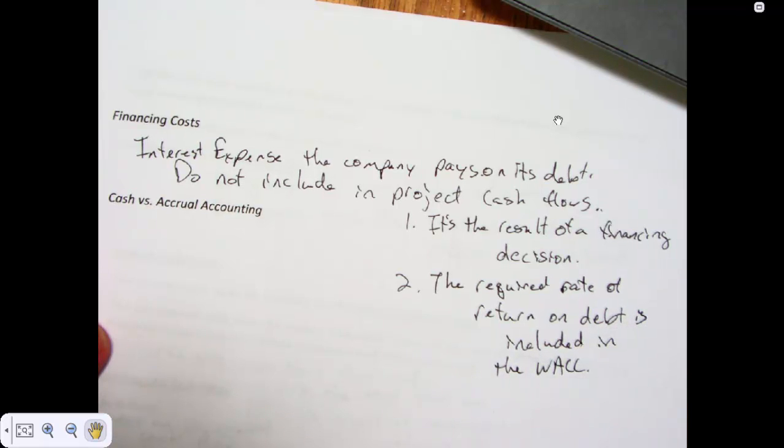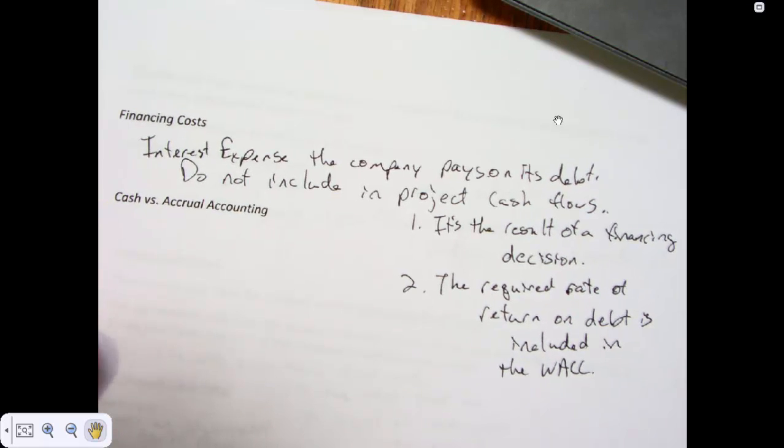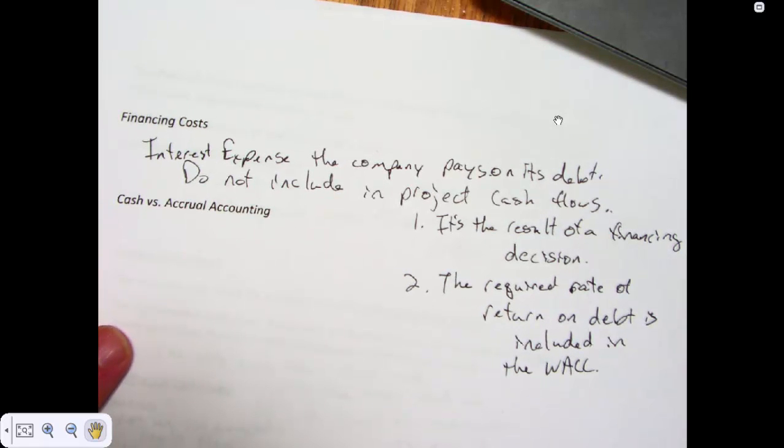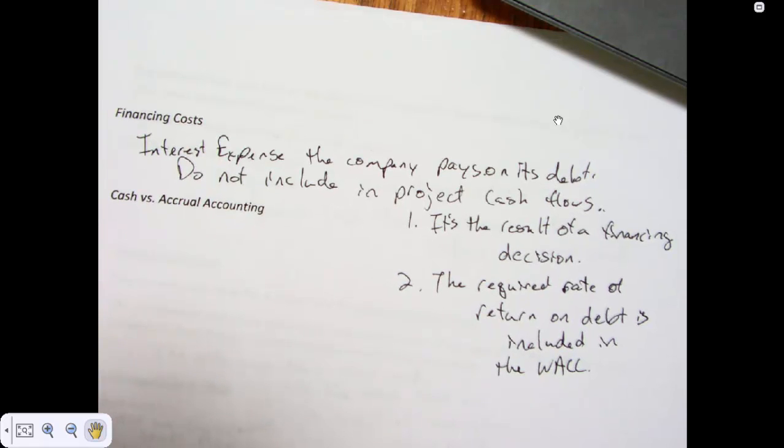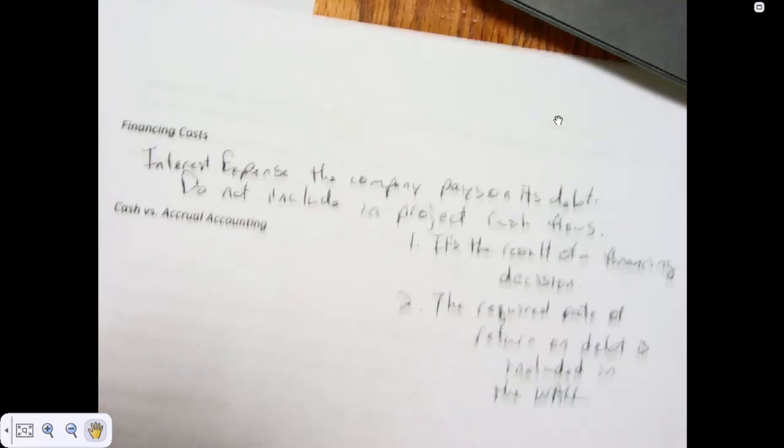It's one of those costs. We have the cost of debt, we have the cost of equity, we can also have a cost of preferred equity. So it's already included, it's part of the discount rate. So if we took it out and then used it as part of the discount rate, we're kind of double counting it against the project. So we don't want to do that. Okay, so leave out the interest expense, don't include it in your calculations.